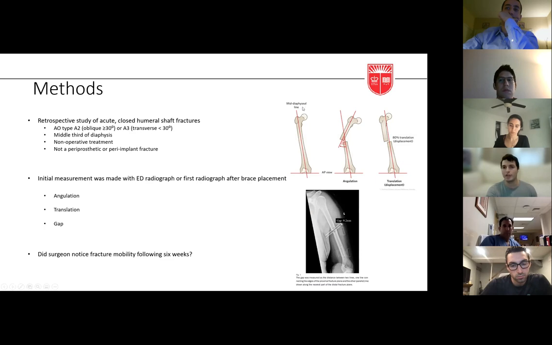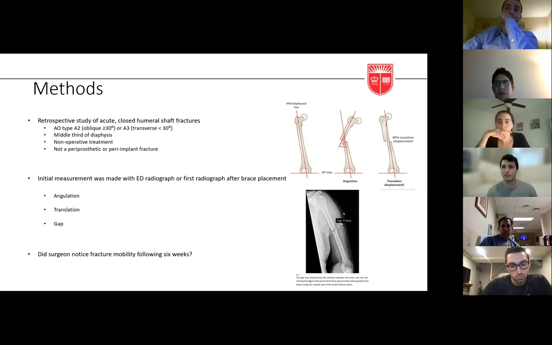Here on the right side, when you're looking at the diaphyseal line, is how you measure the angulation, and over here is how you measure the translation. In their paper, they show how they measure the gap, which is by creating 2 parallel lines between the fragments and measuring the distance between them.